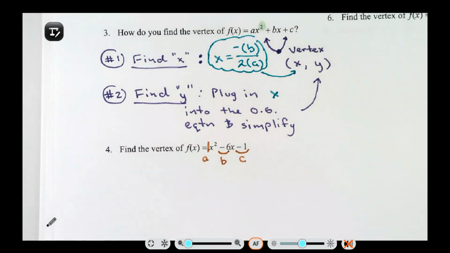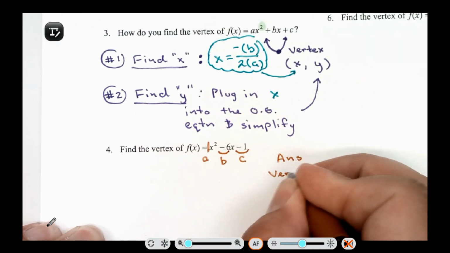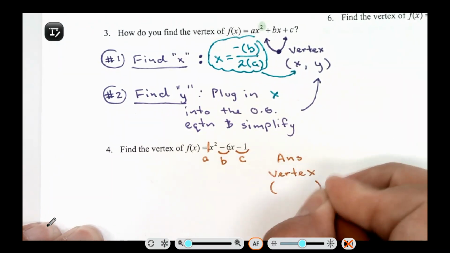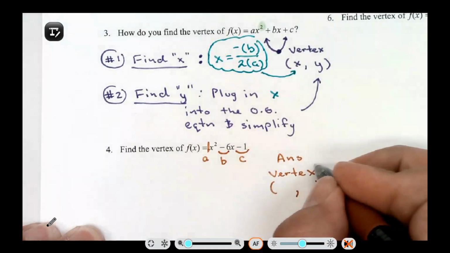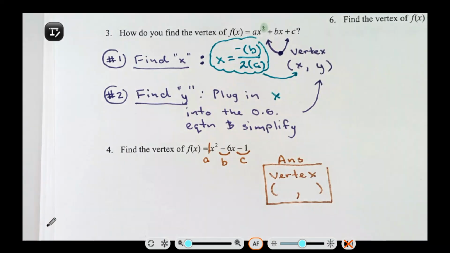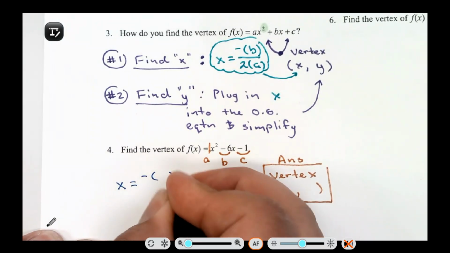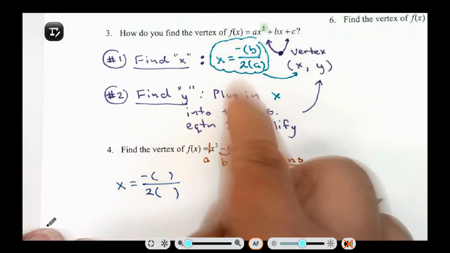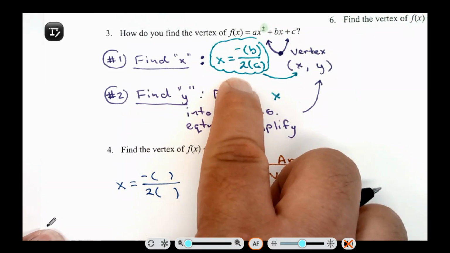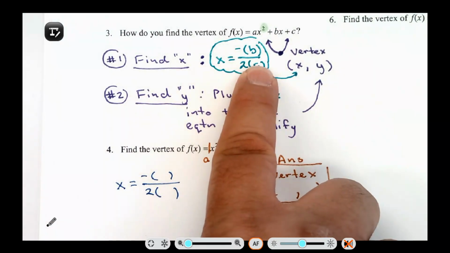Now, we want a vertex. In fact, I could already start getting it ready. Here is my answer. The vertex is the point blank and blank. So we still need to find it. All right, but I have a spot ready where I'm going to start putting my numbers as we go. So the first thing I want to do is find the x value. So it says x is equal to negative blank over 2 blank. Again, I'm using that formula that we just wrote up here. And I only need the B value and the A. We don't need the C, that's fine. We're only using this one.